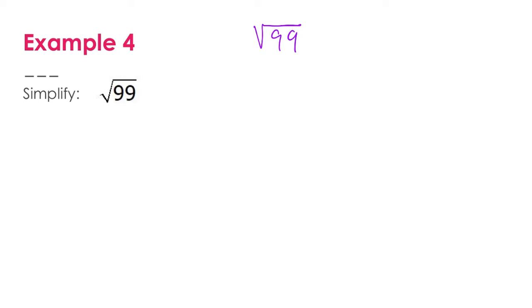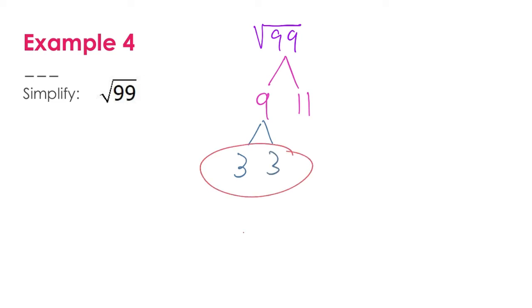So in this case, I know that 9 times 11 would give me 99. So I'm going to put 9 on this side, 11 on this side. 11 is prime. I can't go any further with that. But I can take my 9 and make 3 and 3. So now I can take my numbers, start circling pairs. So 3 and 3 go together. So I have 3 on the outside with the square root of 11 on the inside. And that's as far as I can go.